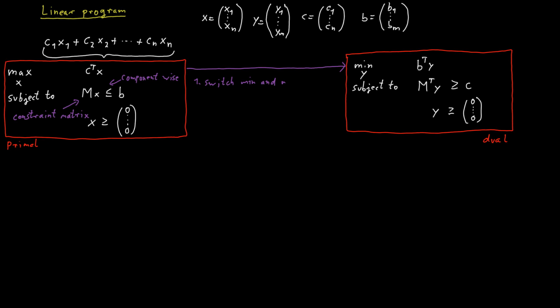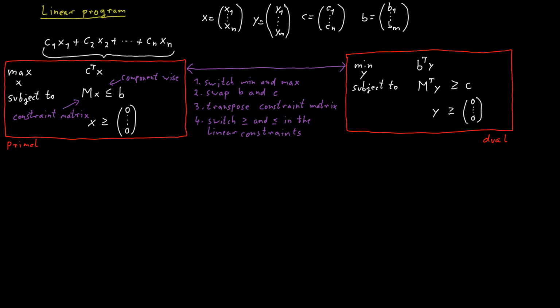We can turn the primal into the dual by first switching min and max. Second, swapping the roles of the vectors b and c. Third, transposing the constraint matrix. And fourth, switching greater or equal and less or equal in the linear constraint. If we apply these 4 changes, we get from the primal to the dual. And if we then apply them a second time, we switch back from the dual to the primal.